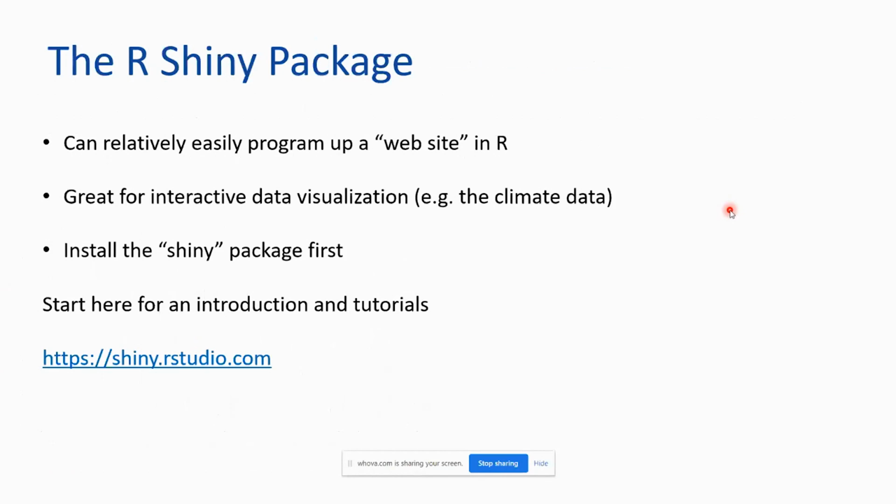The R Shiny package. This is a way, within R itself, it's part of the R language, of programming up, and I put it in quotes, a website, so you can run it from R itself, and it looks like you've got a website, but you haven't really. You haven't actually pushed it out into the world where other people can look at it, but you can easily enough do that.